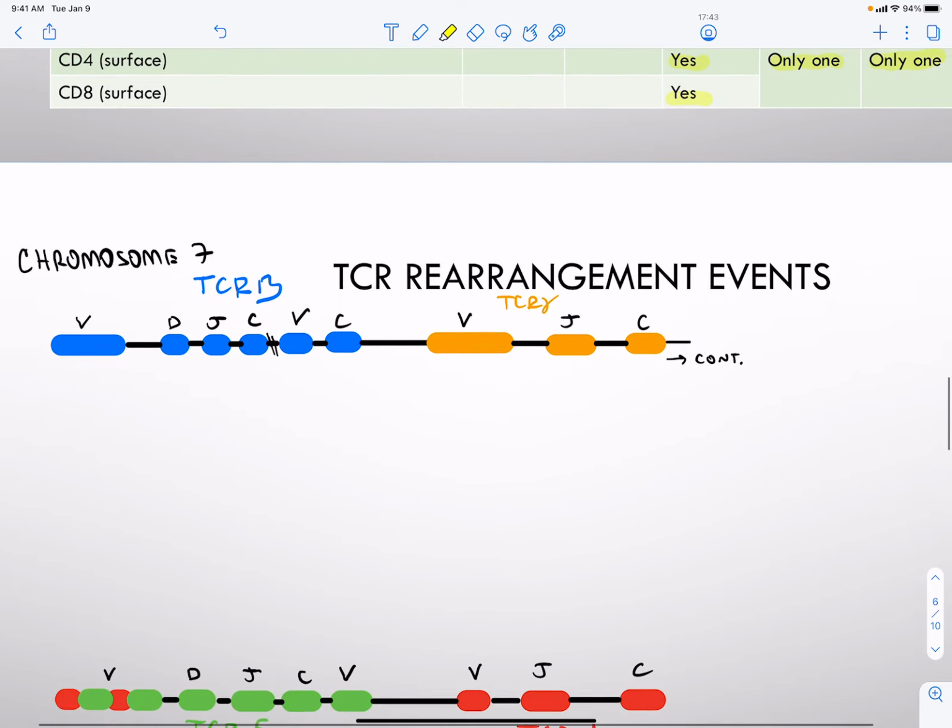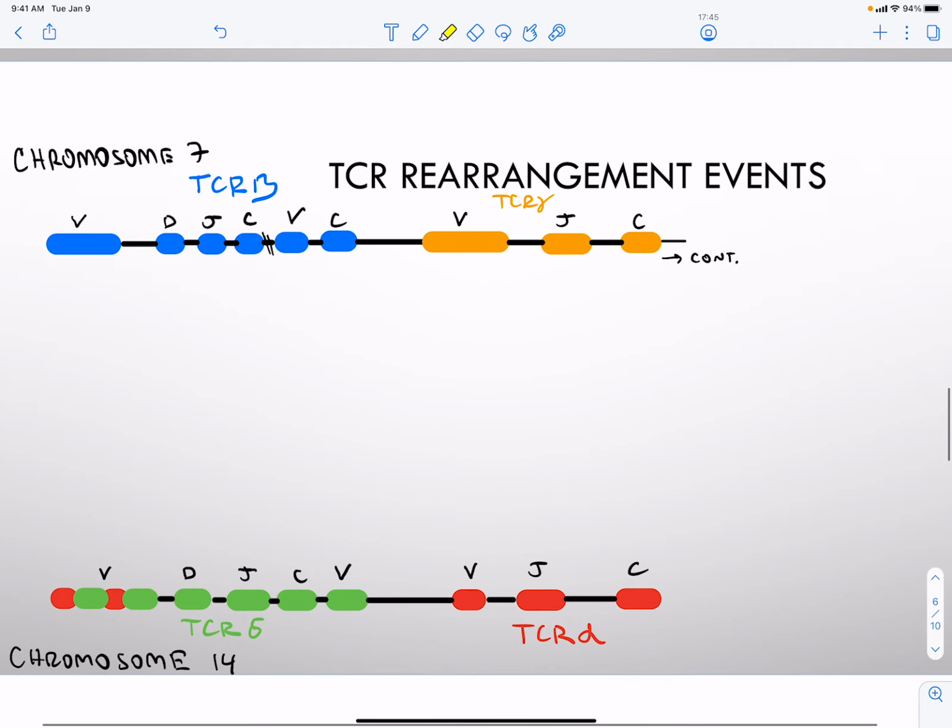So let's talk a little bit more about T cell rearrangements. There are two chromosomes that are important for our T cells. We have chromosome 7, which encodes T cell receptor beta, and it also has the T cell receptor gamma region. Then we have T cell receptor delta, which is the green down in the bottom, and T cell receptor alpha, which is the red.